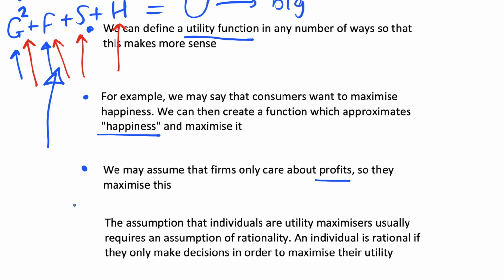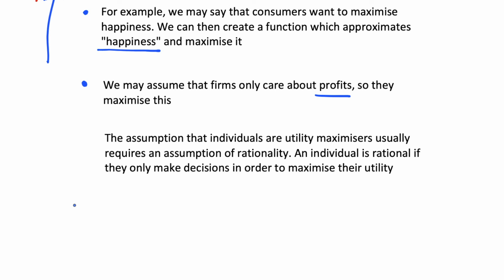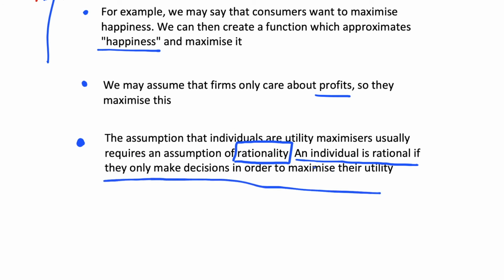And in a future video I'll discuss this a little bit more. And we can also think about governments maximizing their utility as well, and a government will get utility from social welfare as a whole, not just one individual's welfare. And so when we are making this assumption that individuals maximize their utility, we often also make this assumption that individuals are rational. An individual is rational, if we define this term here, if they only make decisions in order to maximize their utility.